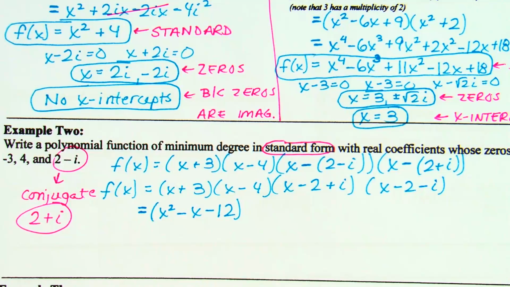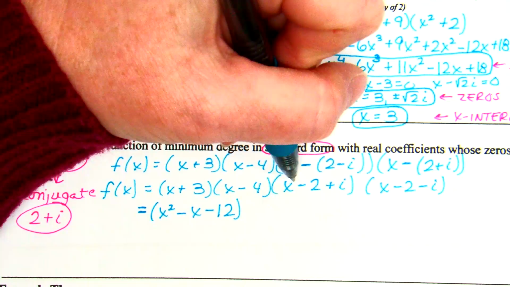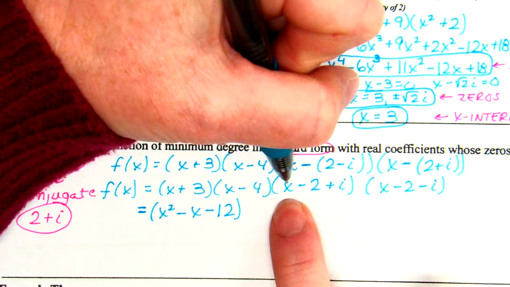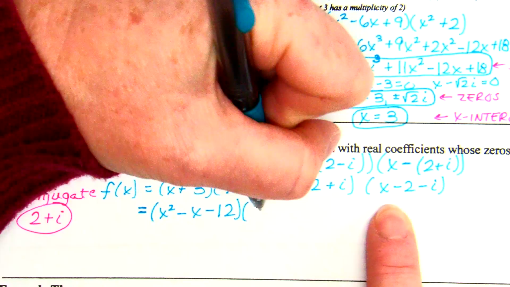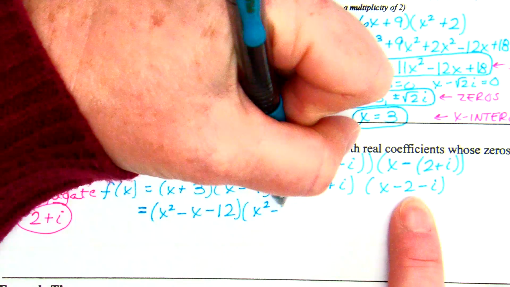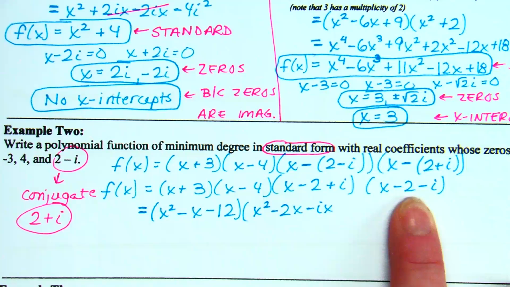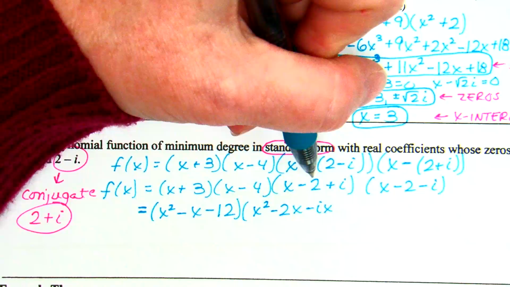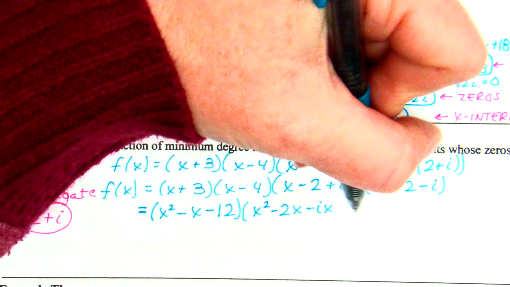Okay, we're multiplying trinomial times trinomial. 3 by 3 means I'm going to have 9 total. Be careful. You can do it however you want. I'm basically going to take x from the first and multiply it by everything in the second trinomial. So x times x is x squared minus 2x minus ix. Now I'm going to take negative 2 from the first and multiply it by everything in the second. Minus 2x plus 4 plus 2i.